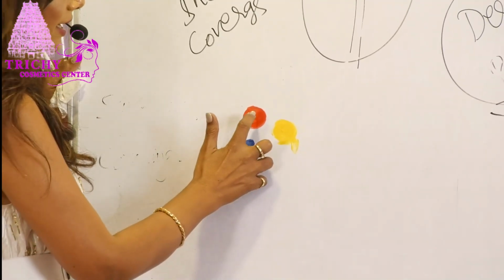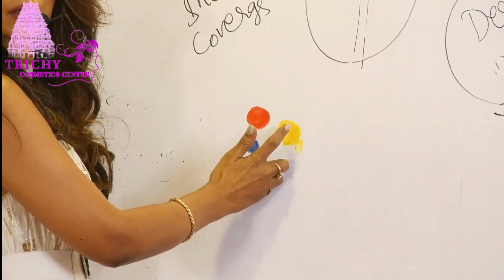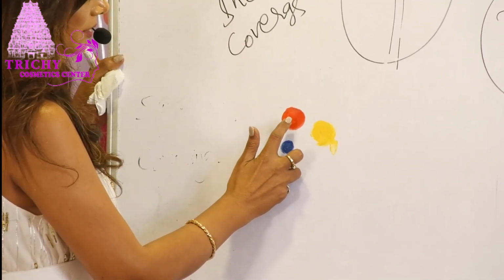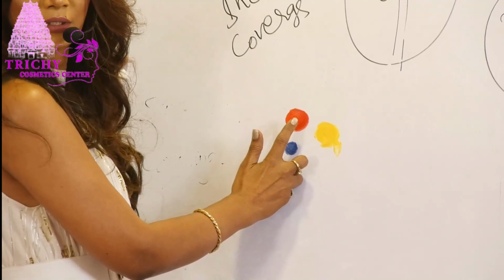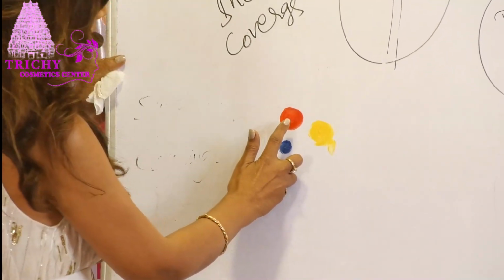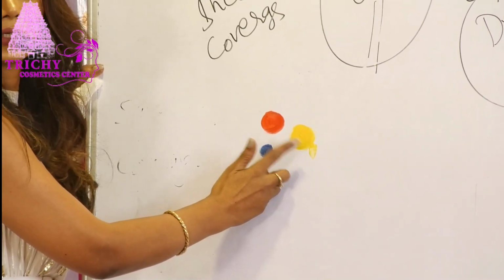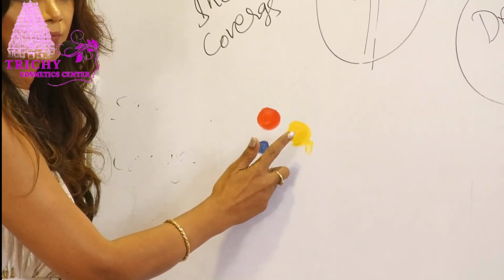But when you mix red with yellow, oh, where did Faizu go, both of them? Did she also go to the bathroom with her? Red and yellow. Which color does it make? Orange.